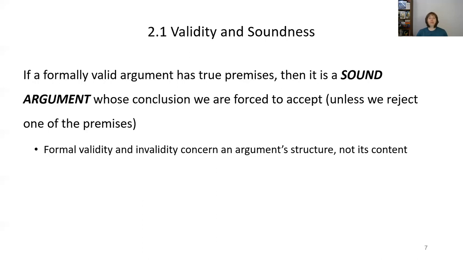Right? So whether or not the argument is valid or invalid completely depends on its structure. Whether or not the argument is sound depends on both its structure and its content. You can have a formally valid argument that is not sound, but you cannot have a sound argument that is not formally valid. So keep that in mind as we move forward as well.